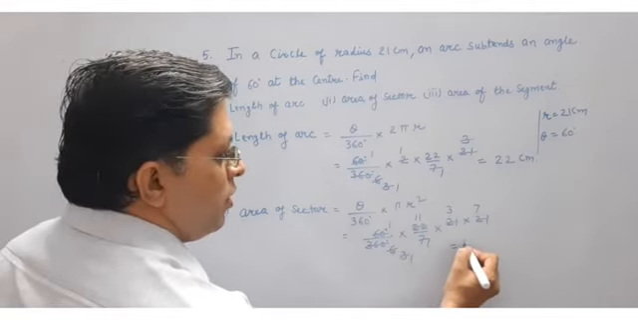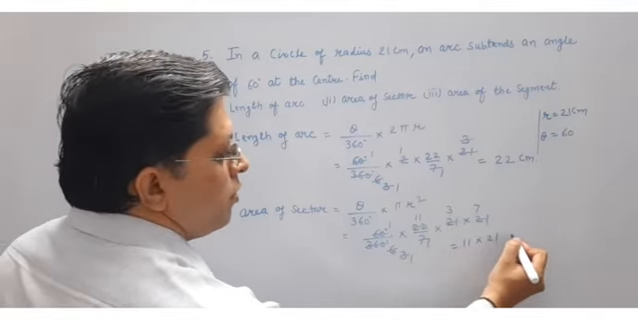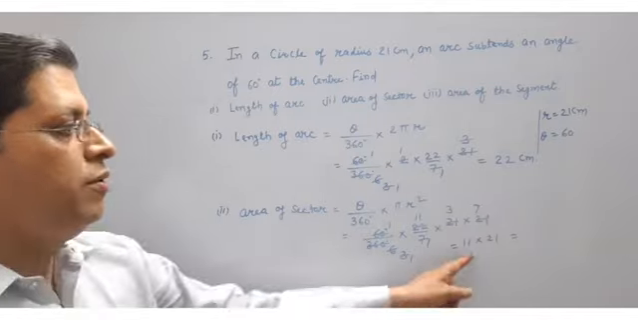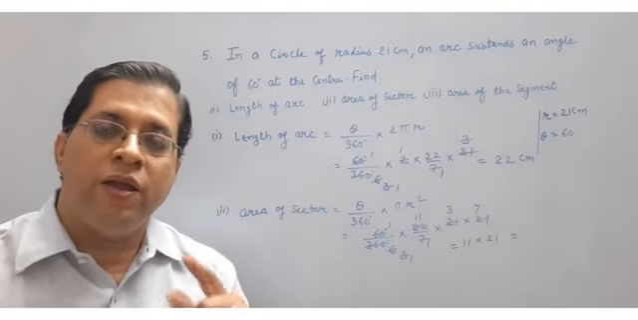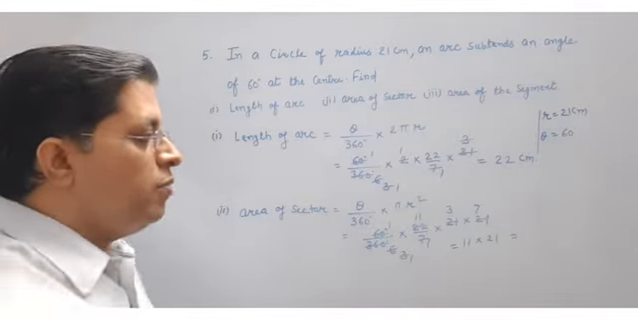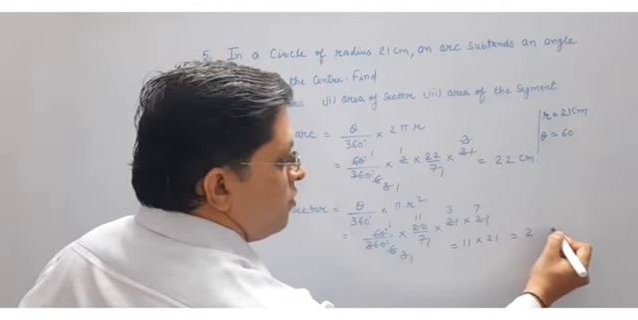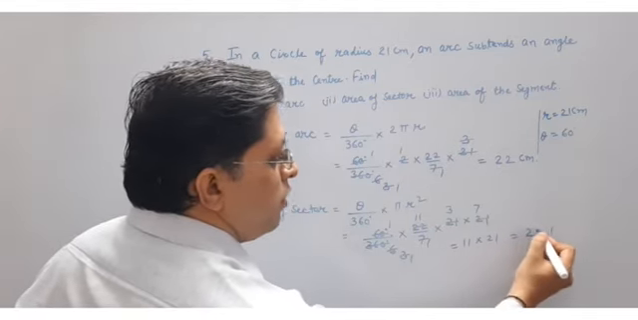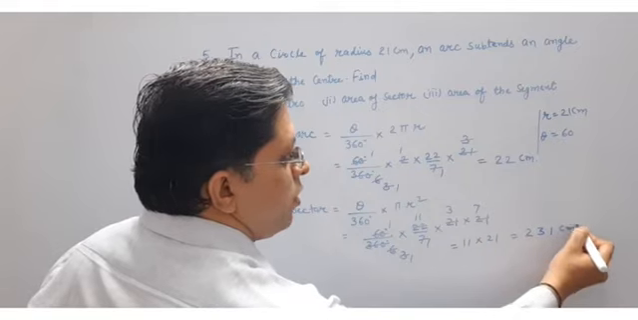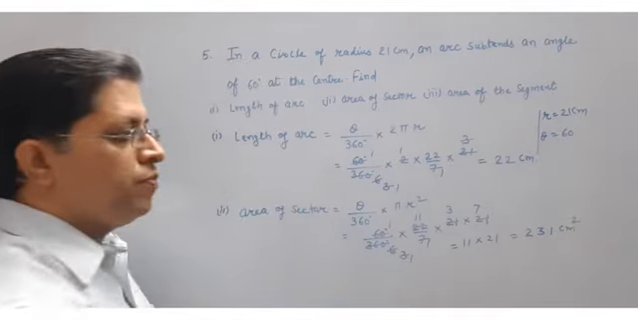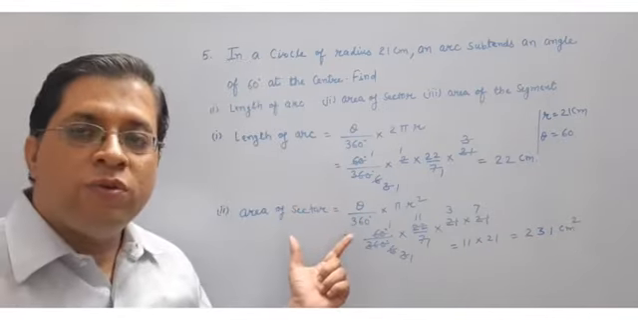Okay, what is coming? 11 into 21. I am using, again, the Vedic method because 11 multiplication is there. What is the Vedic method? Write 2 like this and 1 like this, and 2 and 1 make 3 centimeter square. This is the area of the sector.